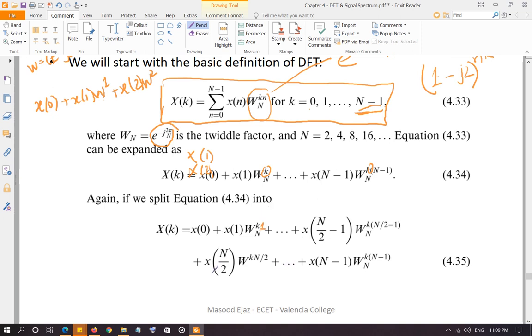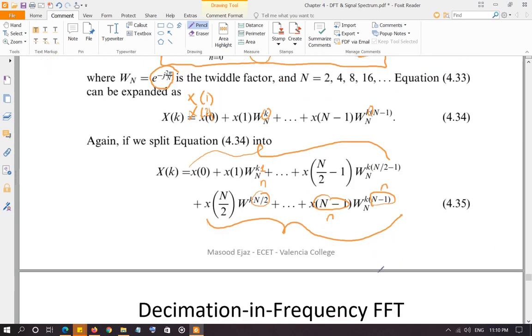And then the next value in the sequence is going to be x of N by 2, W to the power k times N by 2. Again, this is my n right here. And then it's going to go all the way to N minus 1. This is the last value of lowercase n. So we wrote down the expression such that I have the first half here, and then I have the second half of the expression here clearly written. Okay, so let's move on.